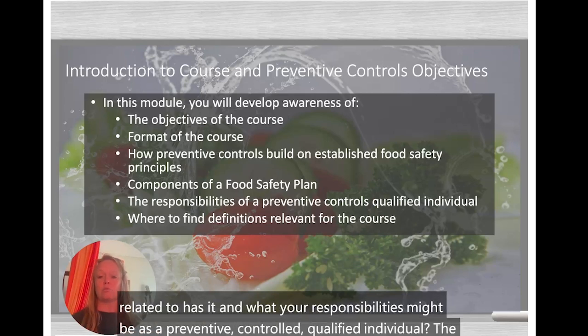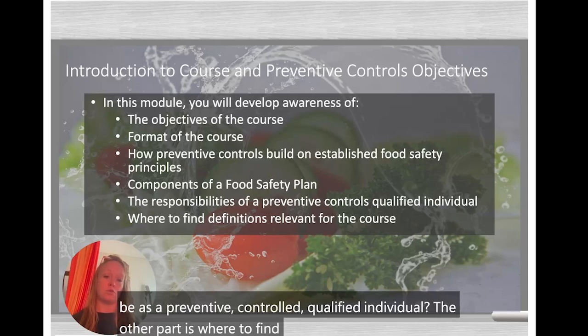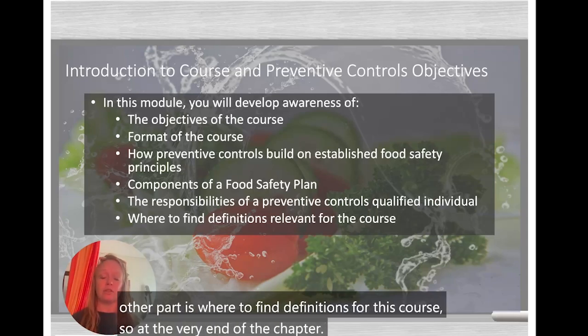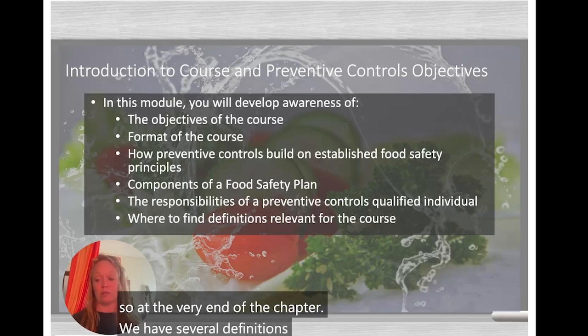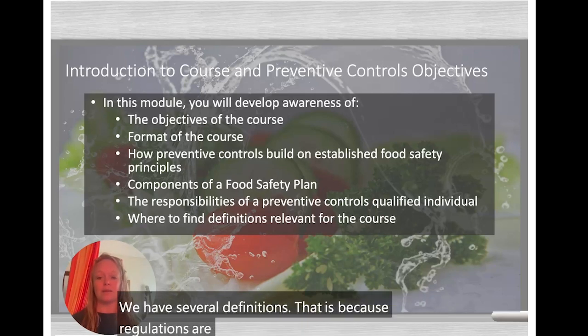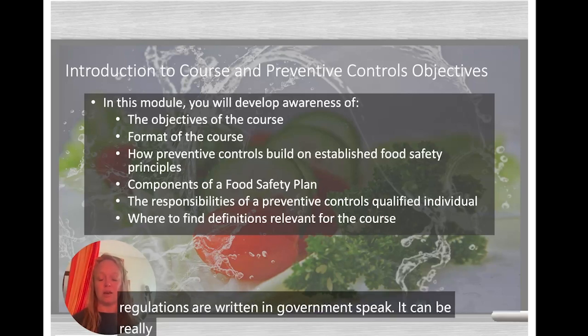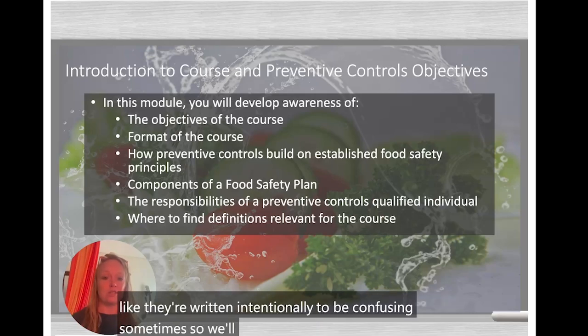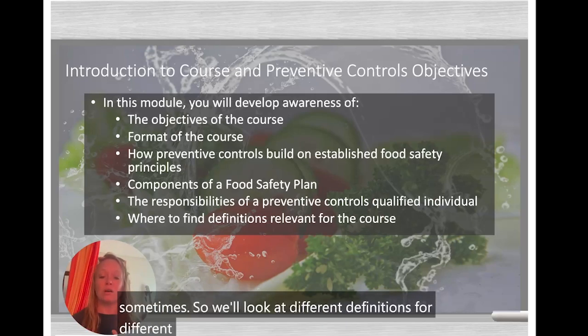The other part is where to find definitions for this course. So at the very end of the chapter, we have several definitions. That is because regulations are written in government speak. It can be really challenging to understand them thoroughly. It's almost like they're written intentionally to be confusing sometimes. So we'll look at different definitions for different terms, and that way we can all stay above board and understand what we're looking at.